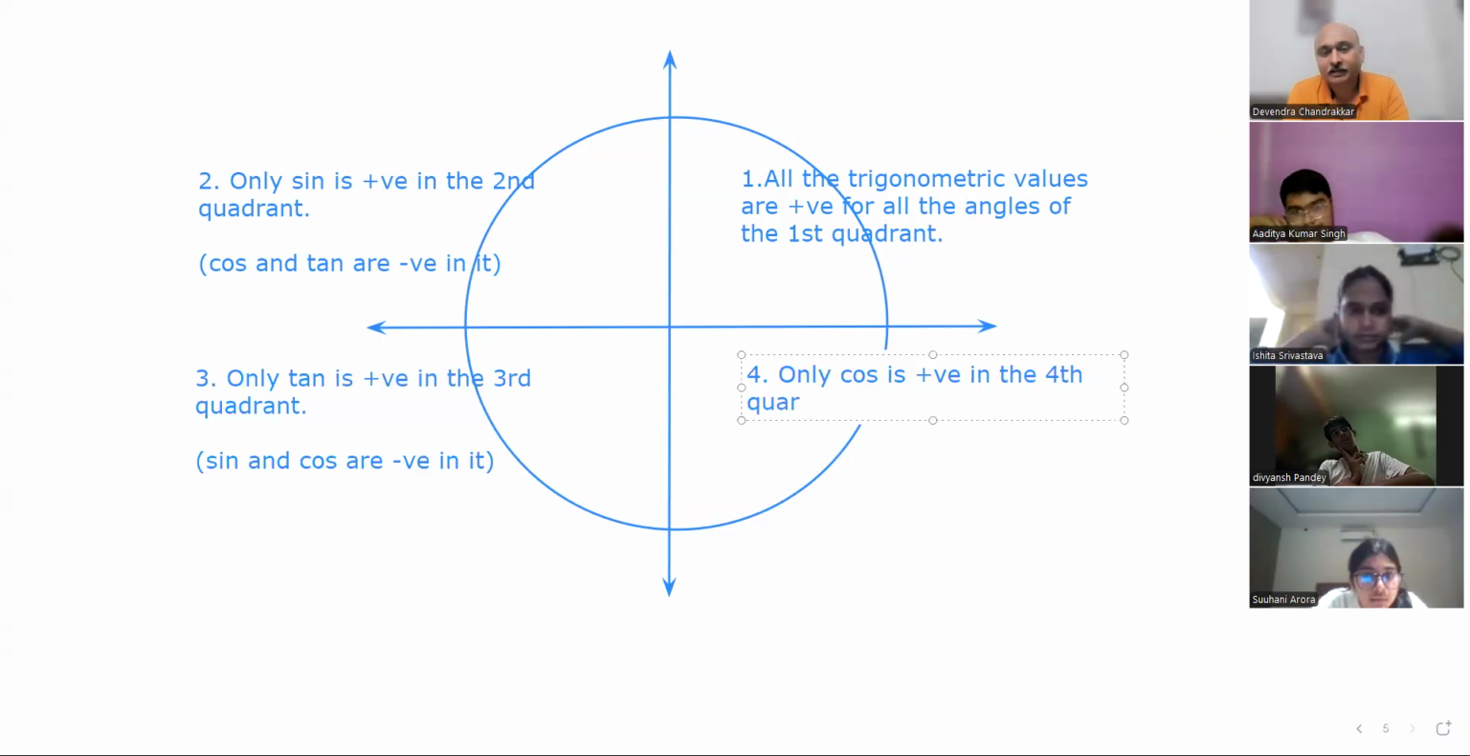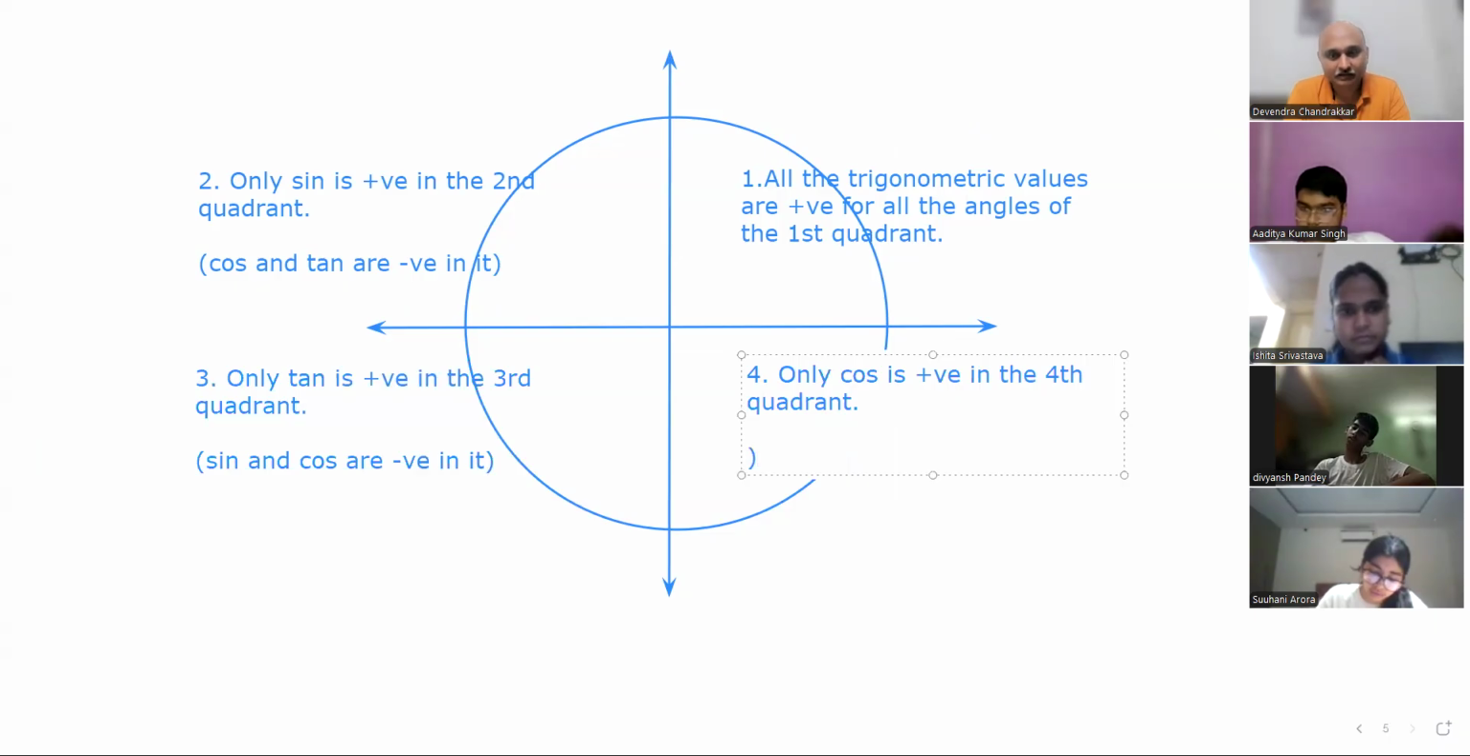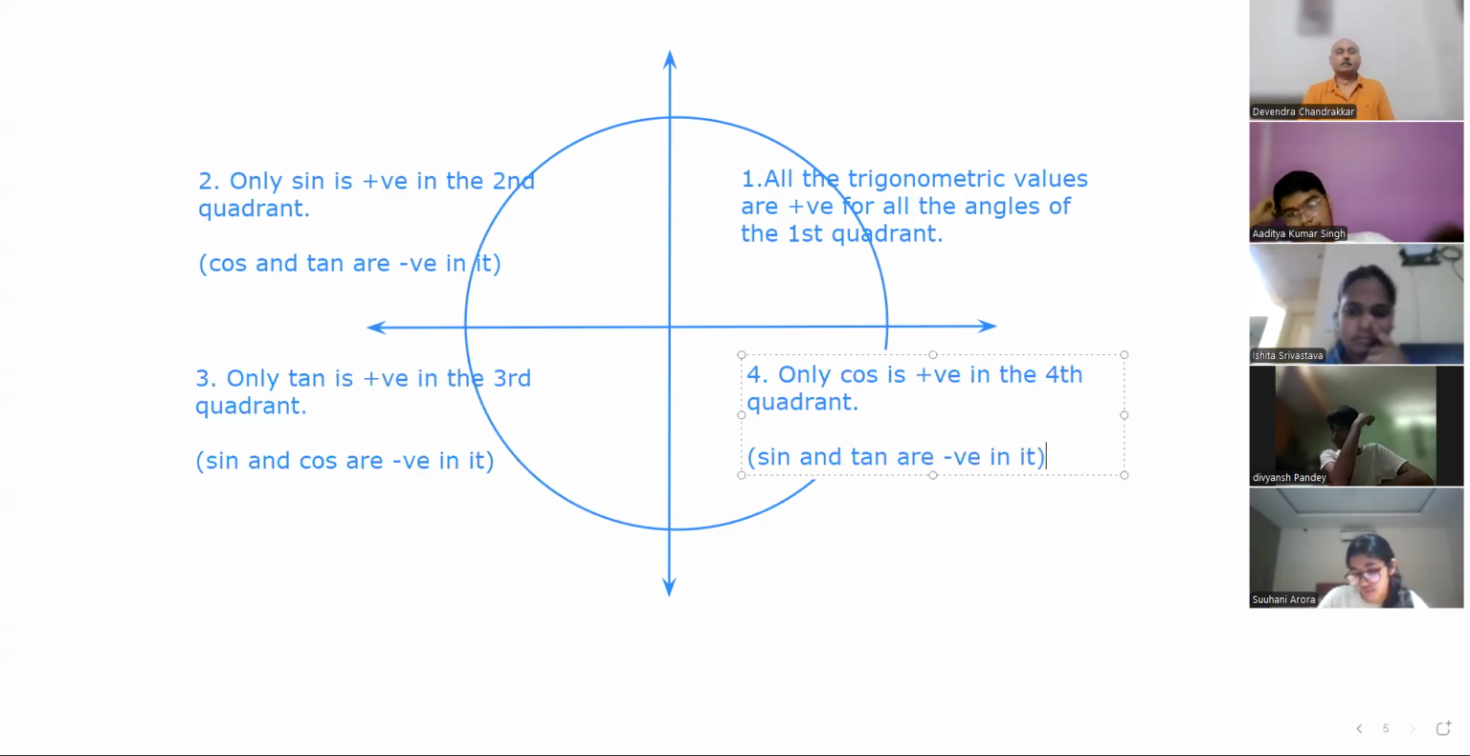Cos positive का मतलब ये है कि जितने भी एंगल फोर्थ क्वाड्रेंट में है, that is angle between 270 and 360, only cos of those angles is positive. Sine and cot are negative. Sorry, sine and tan are negative in it. So sine and tan are negative in it, right?